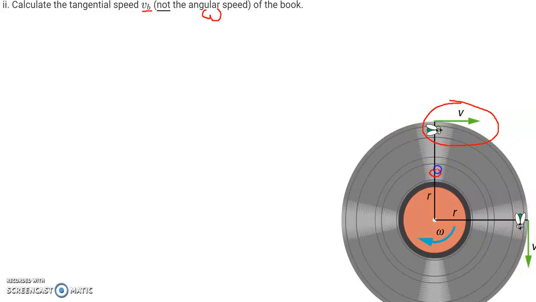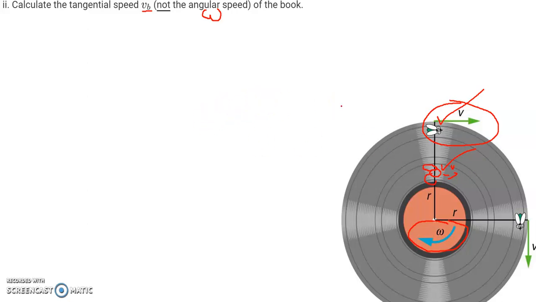Notice that if a fly were here, this fly would be moving faster than this fly. However, they would both have the same angular speed or angular velocity, because they would both complete a rotation at the same time. However, the one further out would be moving faster than this one. This one's tangential velocity vector would look like that.